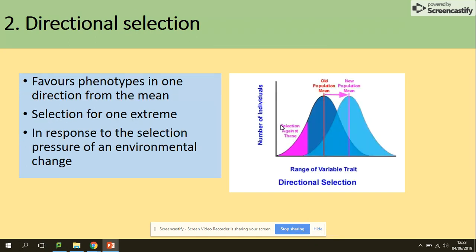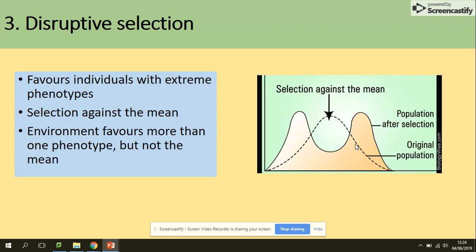Next is directional selection. They are going to favor the phenotypes in one direction from the mean. It could be to the right or to the left. It's a selection of only one extreme in response to selection pressures of environmental change. Disruptive selection favors the individuals with extreme phenotypes, as we can see on the diagrams. So it's selection against the mean. The environment is going to favor more than one phenotype, but not the mean.